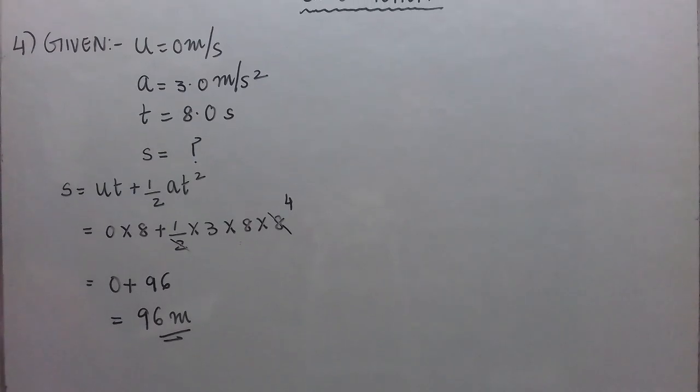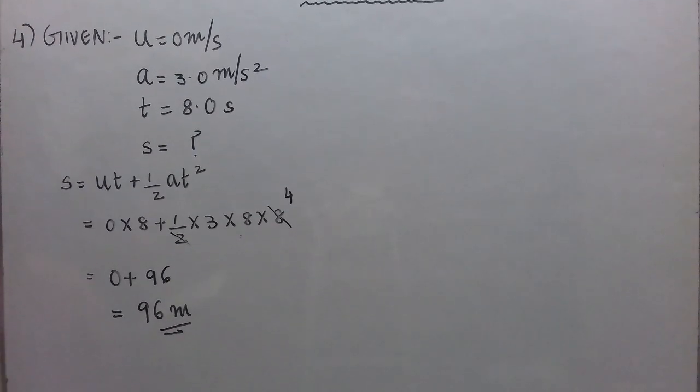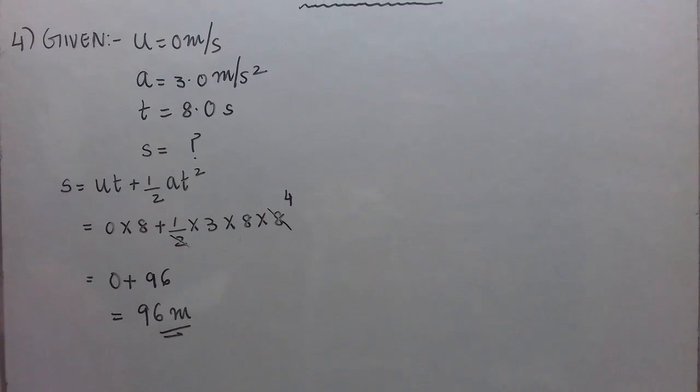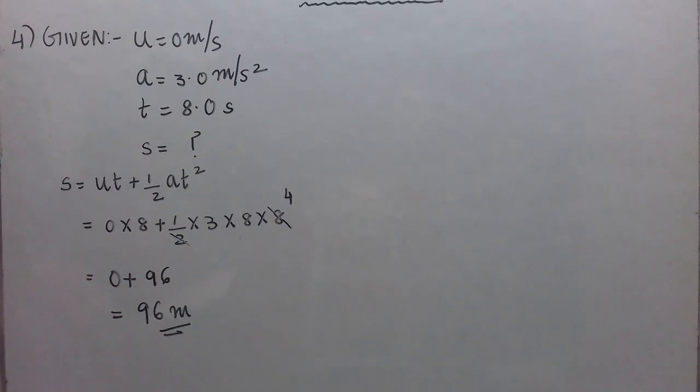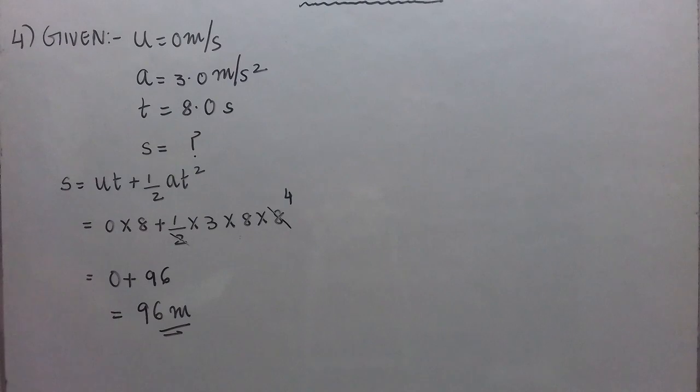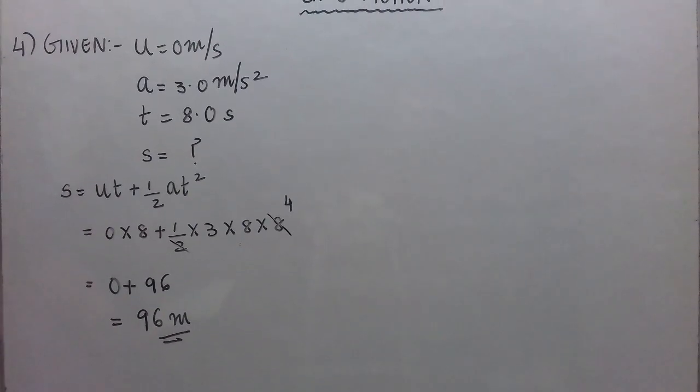Now the fourth question is, a motorboat starting from rest on a lake accelerates in a straight line at a constant rate of 3.0 meter per second square for 8.0 seconds. How far does a boat travel during this time?